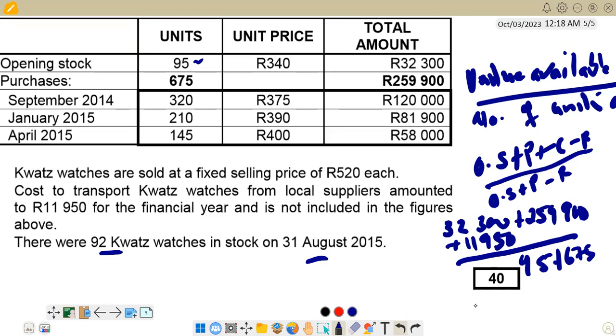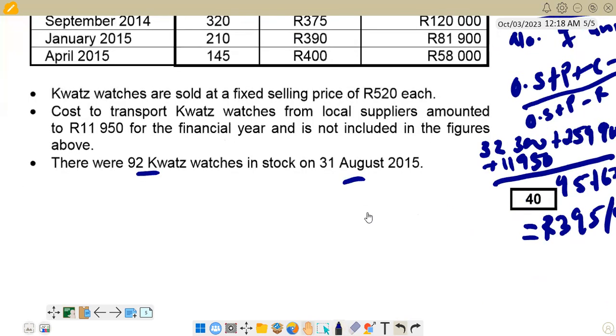So if you calculate that correctly, you take the total that you get here and divide by this one, 95 plus 675. You are supposed to get 395. So it means the average unit cost now is 395 per unit. Having done this, we have found the average per unit is 395.